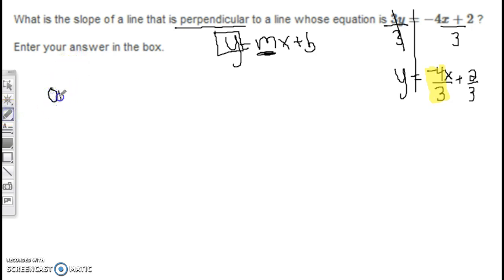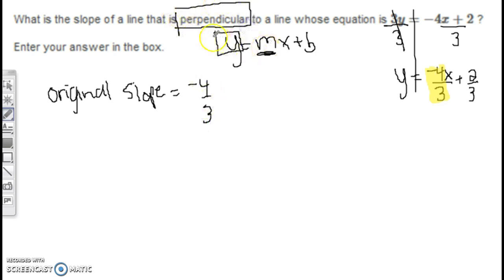The slope is always the number that's attached to x when it's in slope-intercept form. So if my original slope is negative 4 over 3, and I want the perpendicular slope, remember perpendicular is the opposite reciprocal. So we have to change the sign and flip it. So we're going to change it from negative to positive, and then we're going to flip it. Instead of 4 over 3, it's going to be 3 over 4. So my perpendicular slope would be 3 over 4.